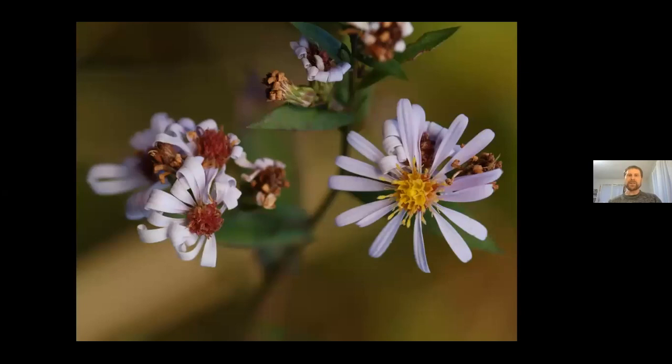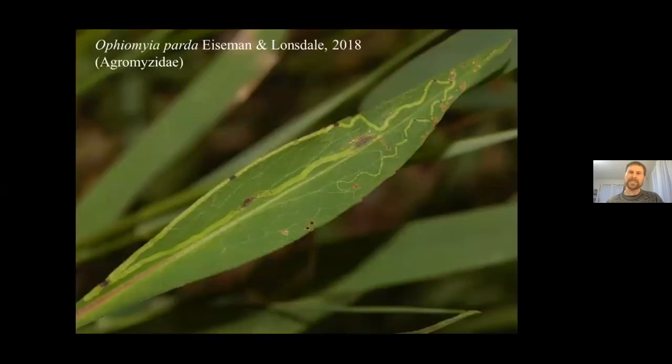This is the flower of the plant that I raised it from. It's called smooth aster. And some of this smooth aster was the host plant for another fly that I got to name a few years ago, Ophiomaia parda. Parda is the Latin name for leopard, and that's a reference to these spots of poop scattered throughout the mine, spotted like a leopard.